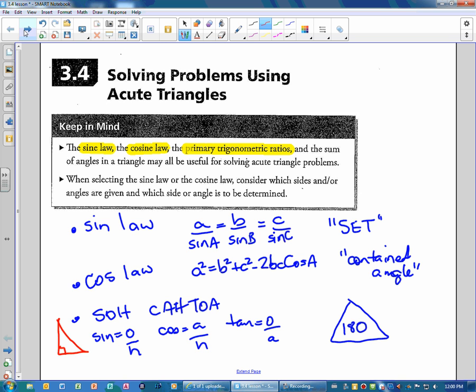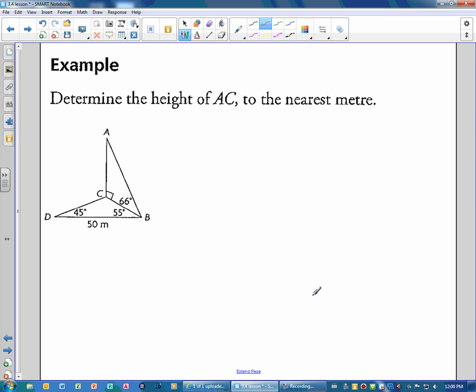So there's only one example here in your notes, and it says determine the height of AC to the nearest meter. So in this diagram here, it wants you to find AC, this length here. And the problem with finding that length is that in this triangle ACB, you only have this 90-degree angle and this 66 angle. It's sharing a side, though, with triangle CDB. Triangle CDB has these two angles and this side length, and then they share this side.